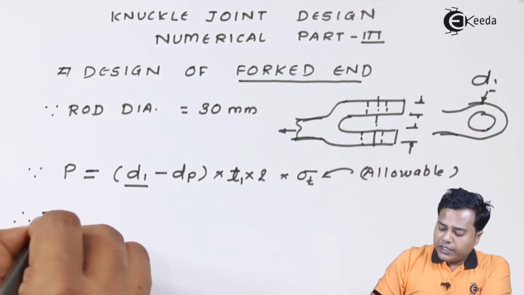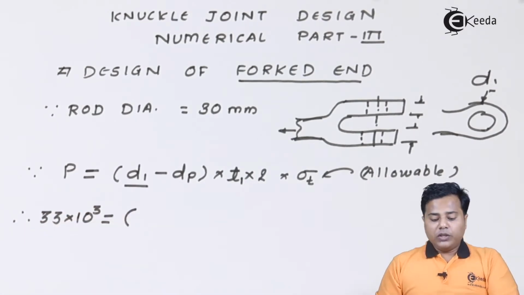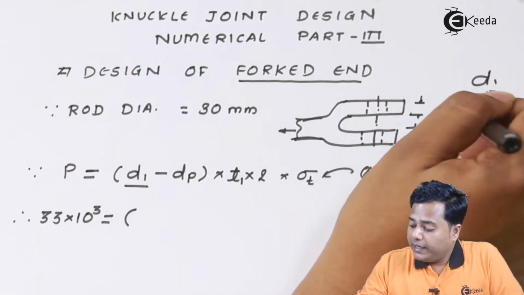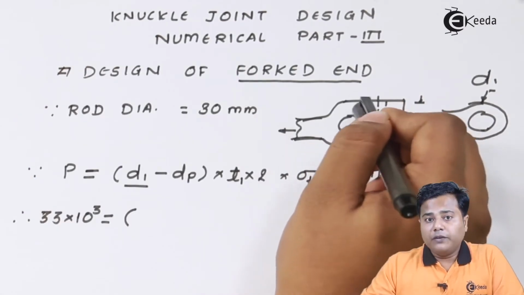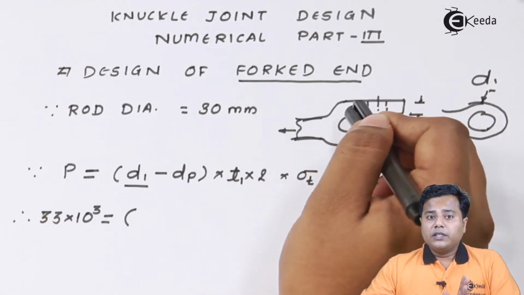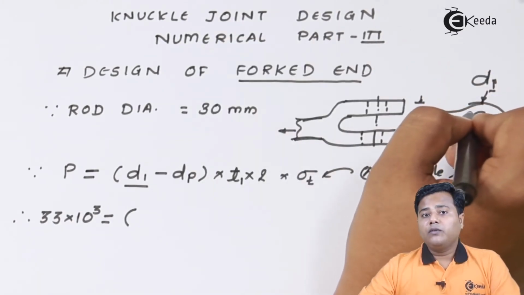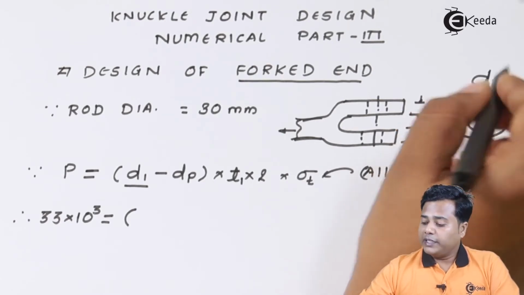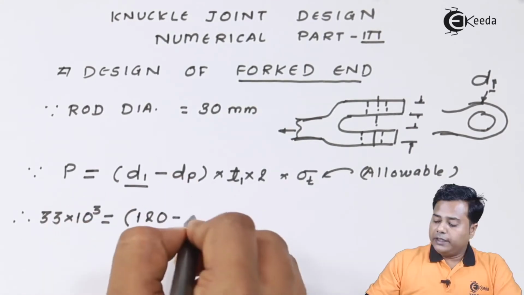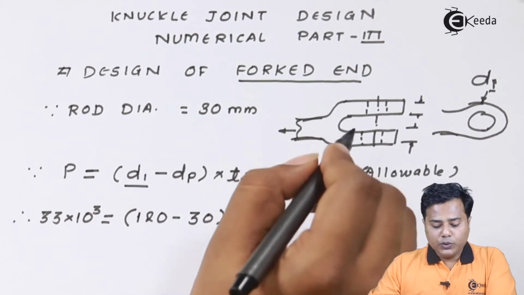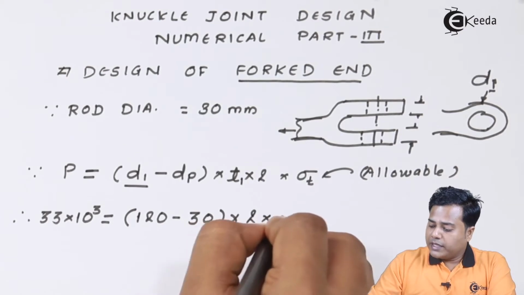After substituting the values that I have, the P value is 33 into 10 raised to 3 equals. Now the only thing is we know that the eye end and this forked end are going to be the same. I repeat, the eye end and this forked end will have the same outer boundaries. So in that case I can say that the diameter d1 for this end and the diameter d1 for the eye end are going to be the same, and that's why I can take the value of d1 as 120 again. So it becomes 120. The dp diameter I already have is 30, into the thickness which we have assumed, which is twice 23.